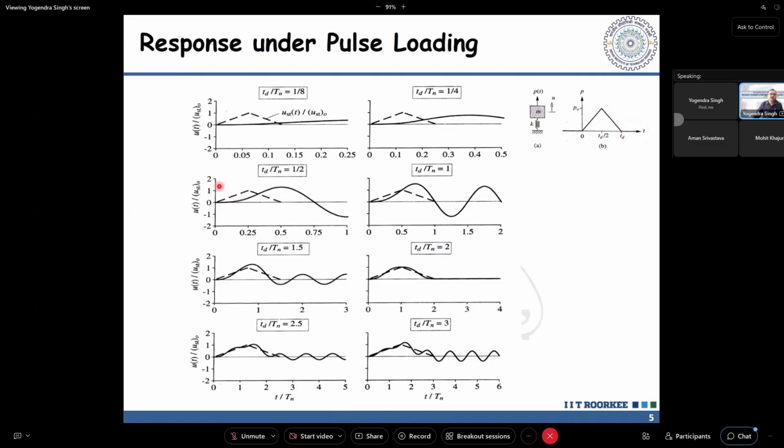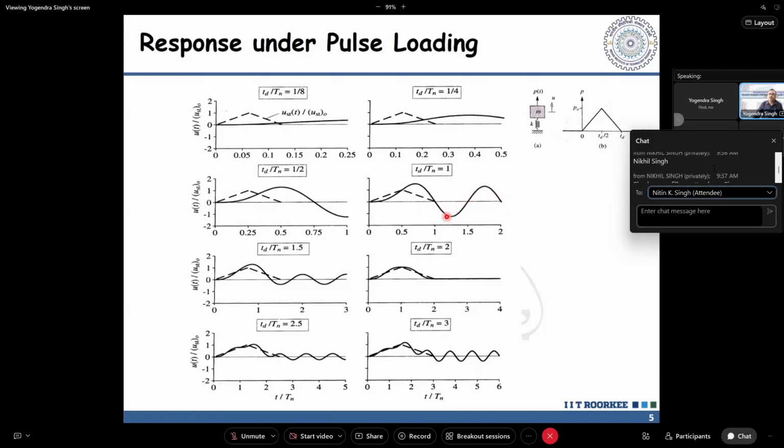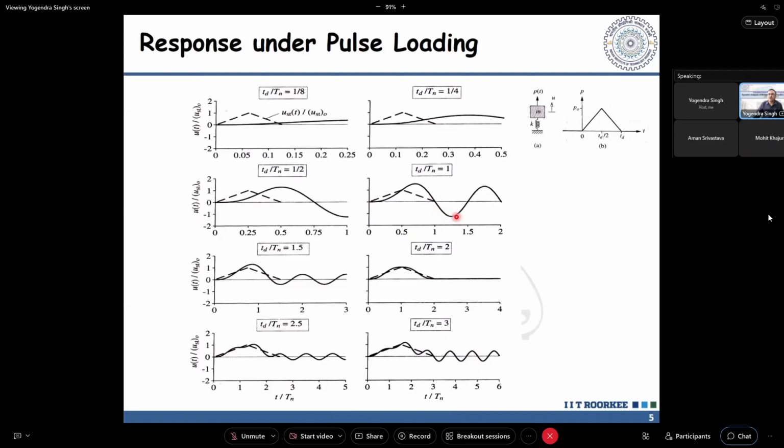And in that case, we can see that the maximum response will be obtained. And this continues at TD by TN equal to 1. There also we get almost the same response. And when the load crosses before TD, after TD and TD by TN is equal to 1, the load has crossed the bridge. In that case, the bridge will be subjected to free vibration. So the bridge will not stop vibrating when the load has crossed the bridge, and it will continue.